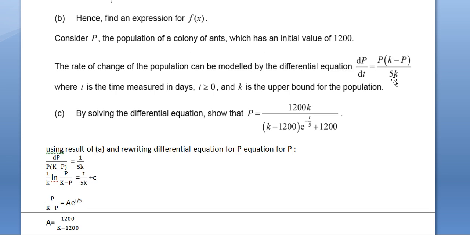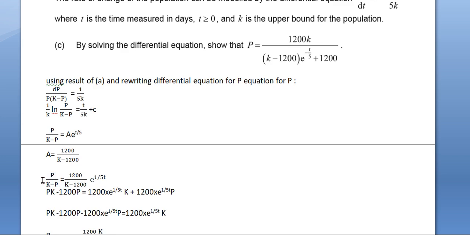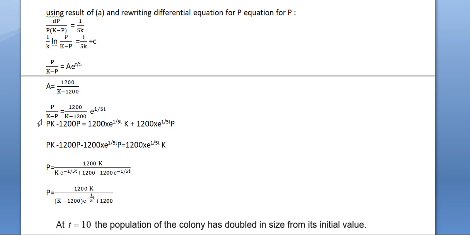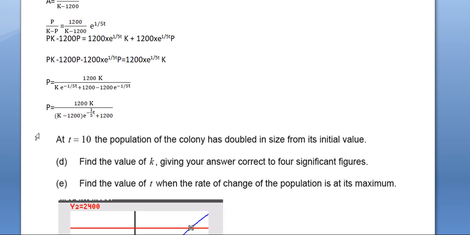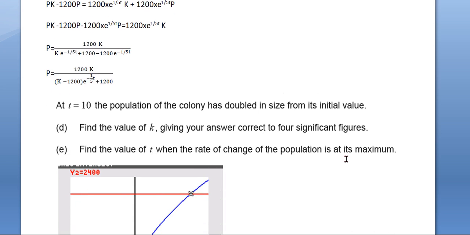So they give us formula. We can transform this formula into the formula that we had before. We can take logarithm. We can rewrite, and finally we get this value. Then they say at time t 10, population is doubled from its size. So please find value of k with 4 significant figures. Value of time when rate of change is maximum.